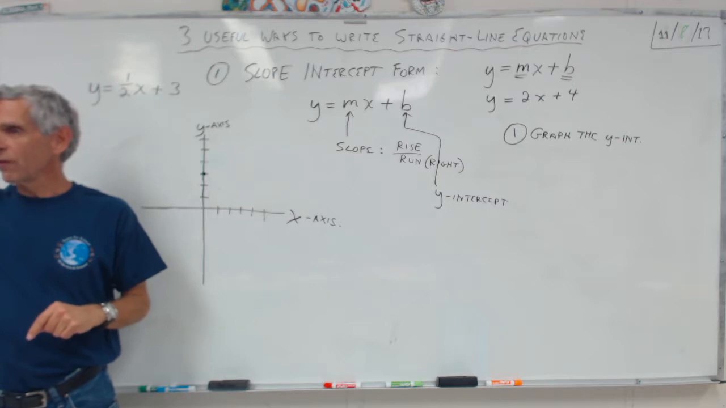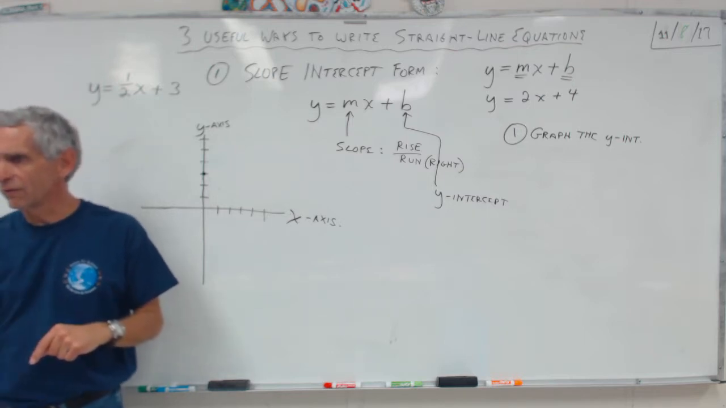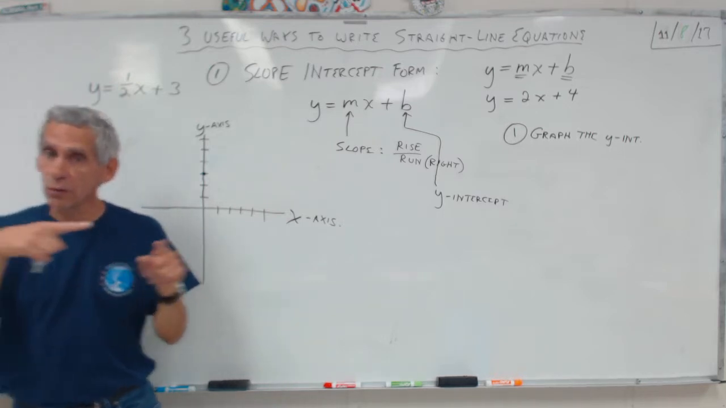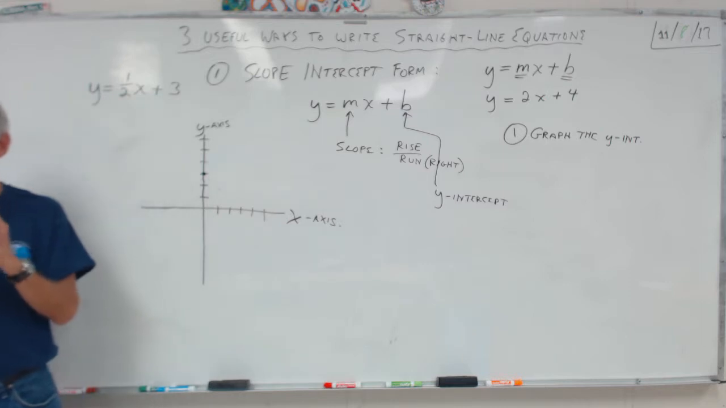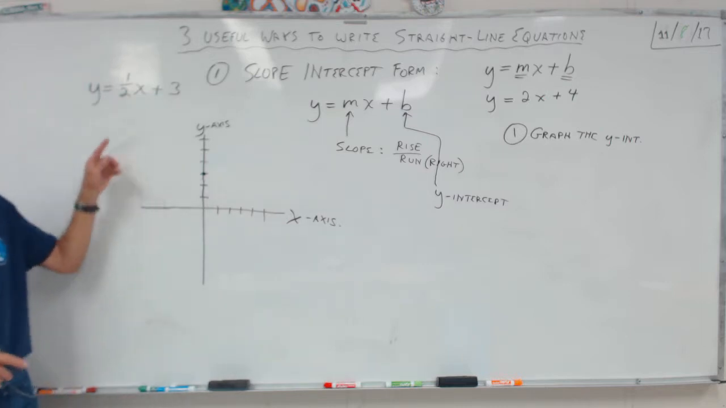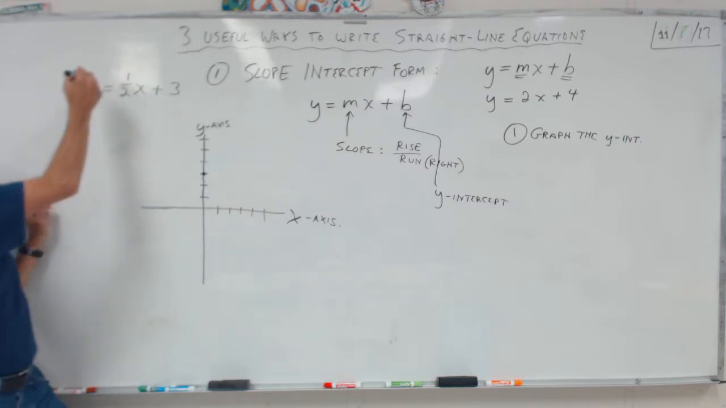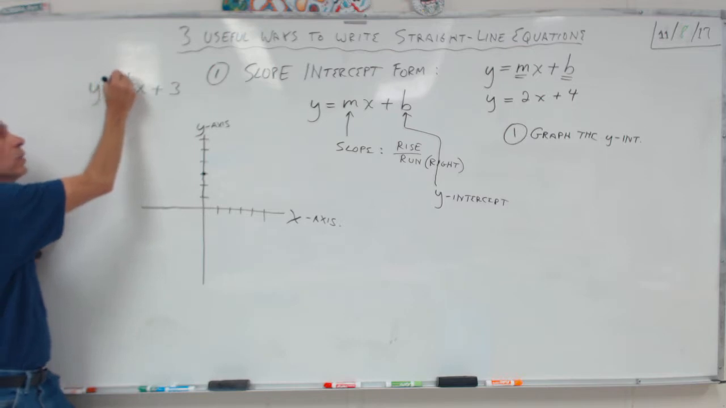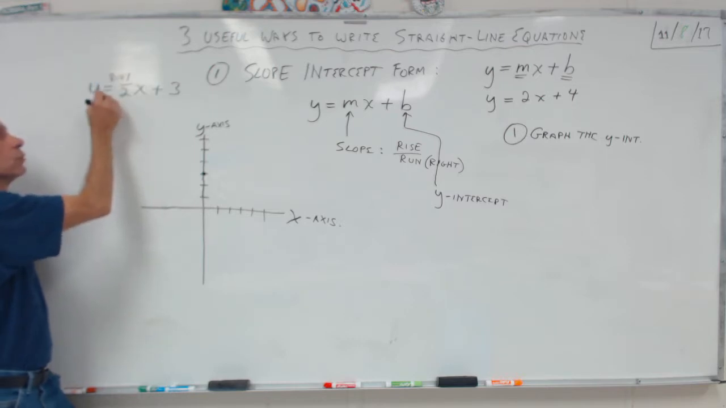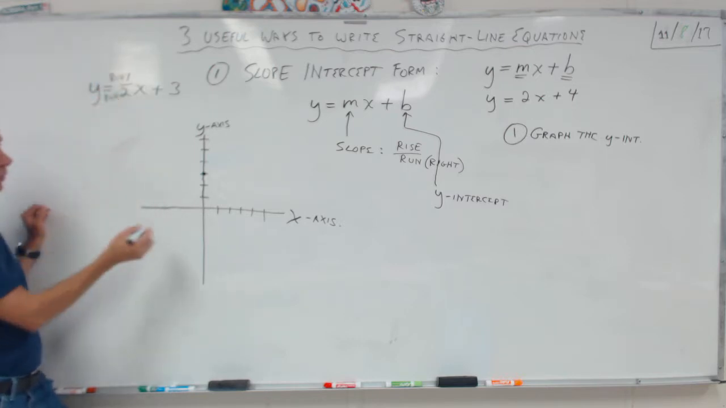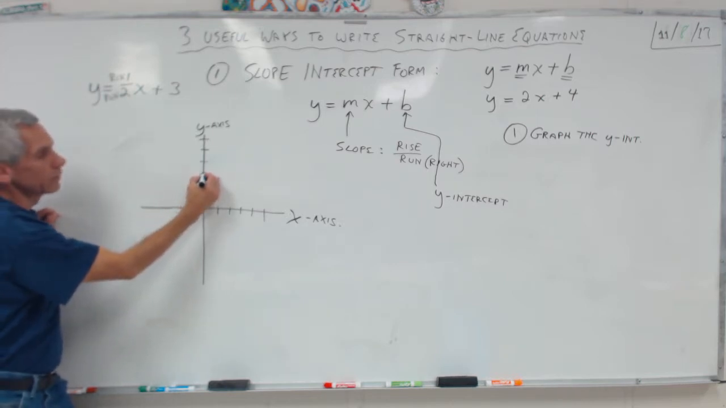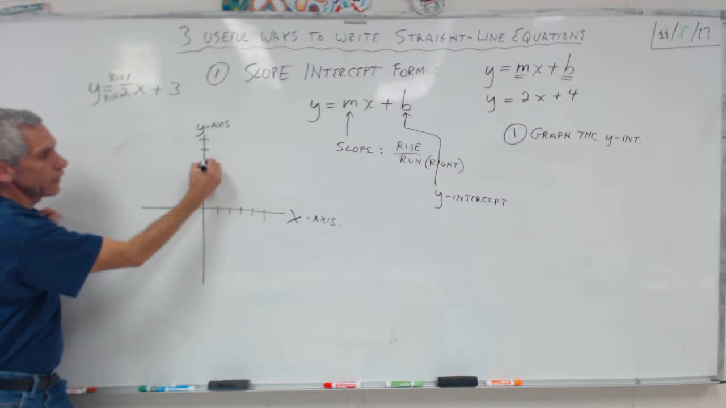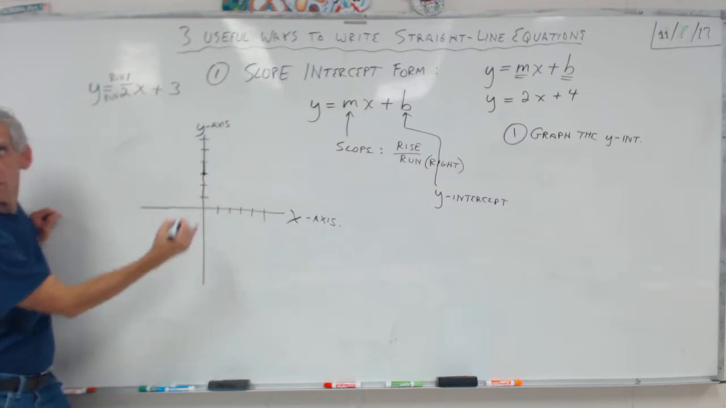But what if it was negative? You would go down. A negative rise would mean fall. But you still run to the right. Always run to the right. The only thing that changes with positive and negative is up or down. So right now, it's positive. So I'm going to rise 1, and I am going to run 2. So from this dot, I am going to rise 1. You have to go X-axis first.